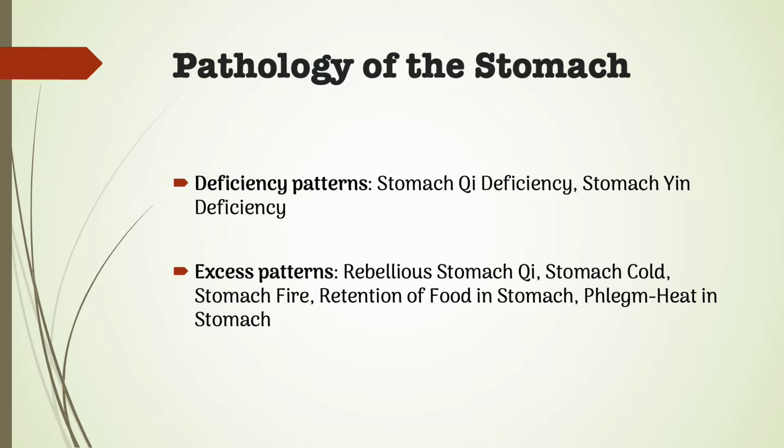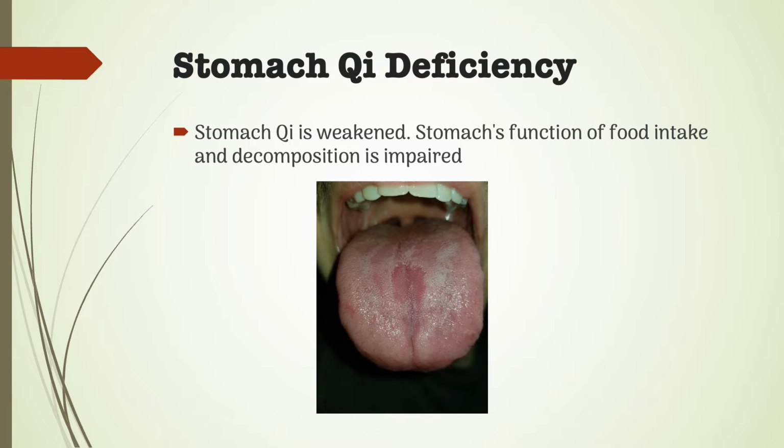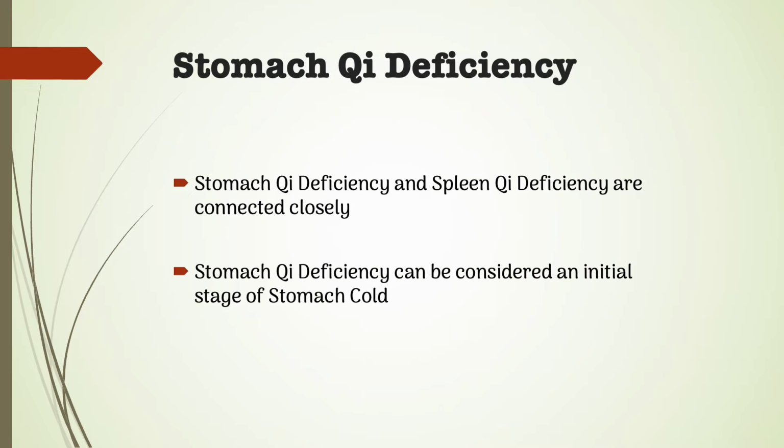Pathology of the stomach includes deficiency patterns, stomach qi deficiency and stomach yin deficiency, and excess patterns, rebellious stomach qi, stomach cold, stomach fire, retention of food in the stomach, phlegm heat in the stomach. In stomach qi deficiency, stomach qi is weakened. The stomach function of food intake and decomposition is impaired. Stomach qi deficiency and spleen qi deficiency are connected closely. Stomach qi deficiency can be considered an initial stage of stomach cold.